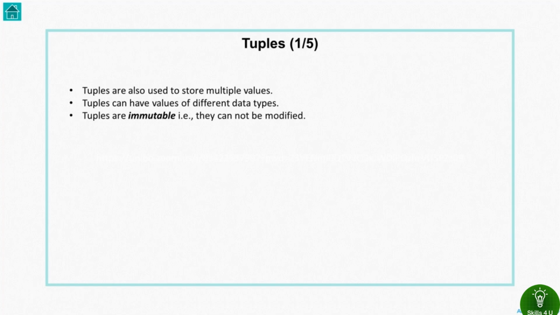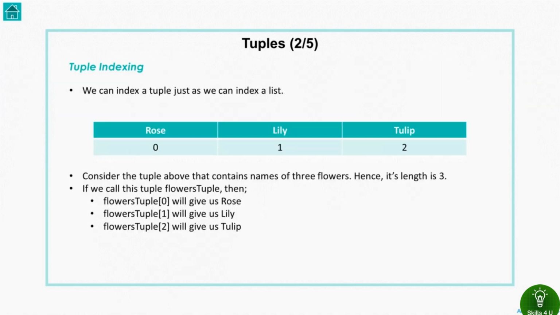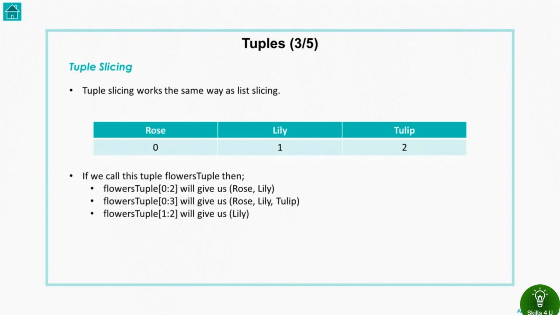A tuple is used to store multiple values just as a list. The only difference between a tuple and a list is that a tuple is immutable, which means that once created, a tuple cannot be modified. We can index a tuple in the same way we index a list. We can slice a tuple in the same way we slice a list. Here are some examples related to tuple indexing and slicing that you can look at.